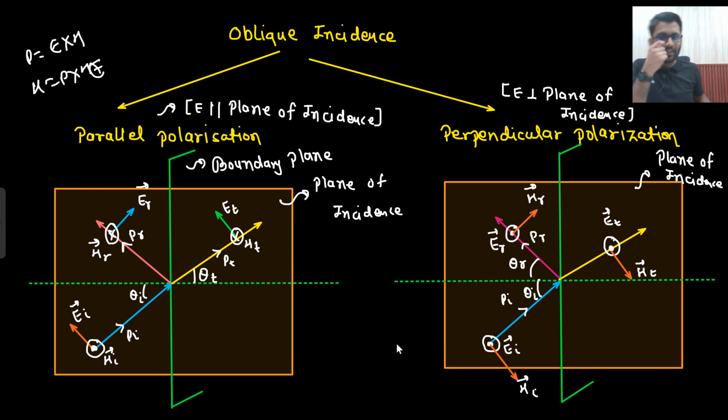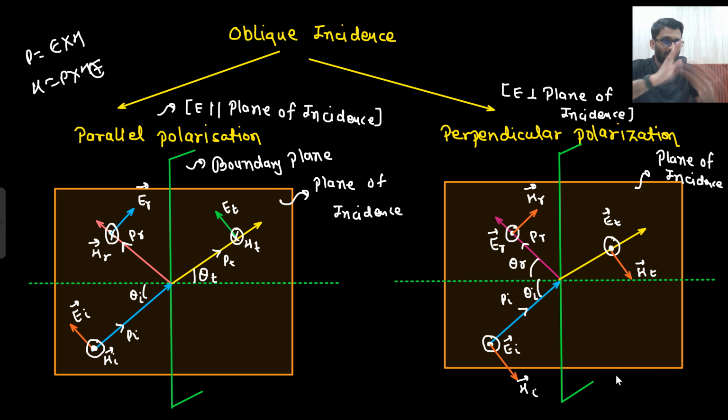In case of parallel polarization, electric field will be parallel to the plane of incidence, and in case of perpendicular polarization, electric field will be perpendicular to the plane of incidence. Now in the other way, in case of parallel polarization, magnetic field will be perpendicular to the plane of incidence. Is that clear to you? And in case of perpendicular polarization, magnetic field will be parallel to the plane of incidence. Is that clear to you?